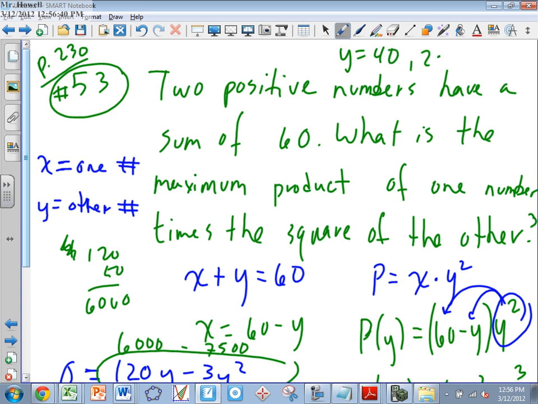Well, we've got to go back now and find the max product of the number and the square. Which one did we square in our original function? We squared y, right? So you've got to make sure you square y and then multiply by 20 to get the product. Again, it says, what is the maximum product? So take your 40, plug it in there. Take your 20, plug it in there. 40 squared is 1,600, times 20 is 32,000. Let's double check.